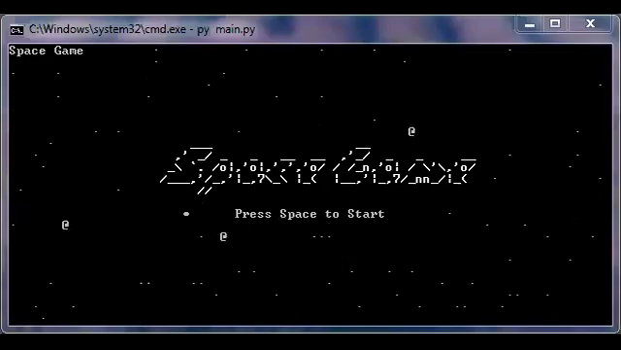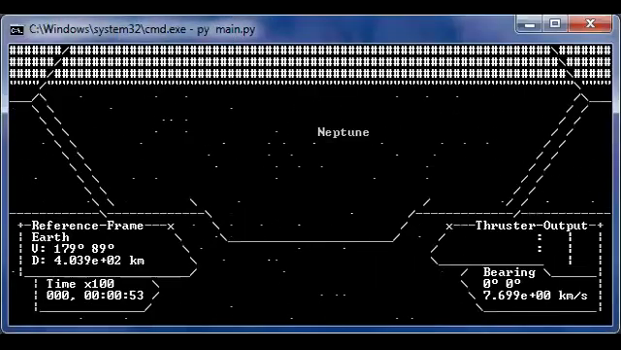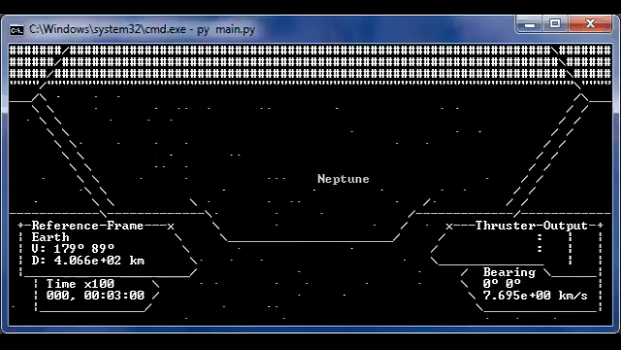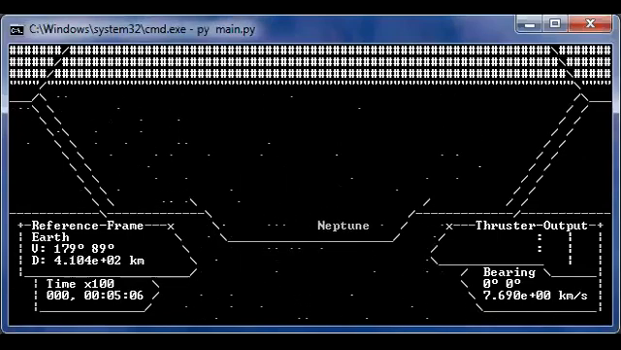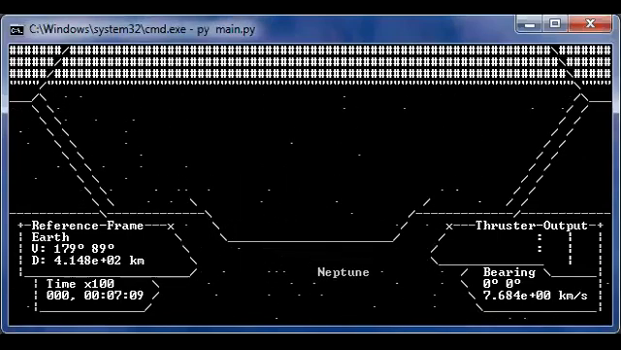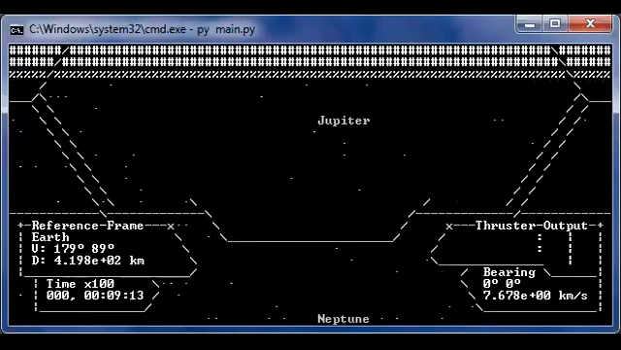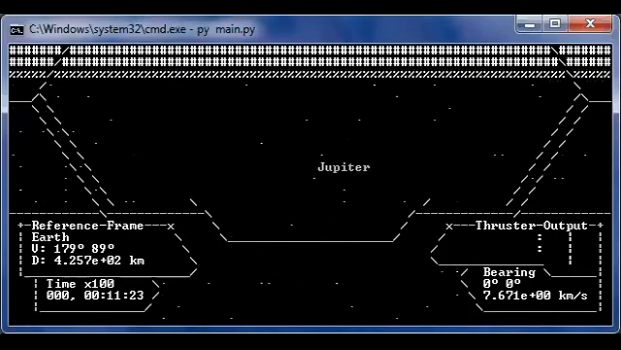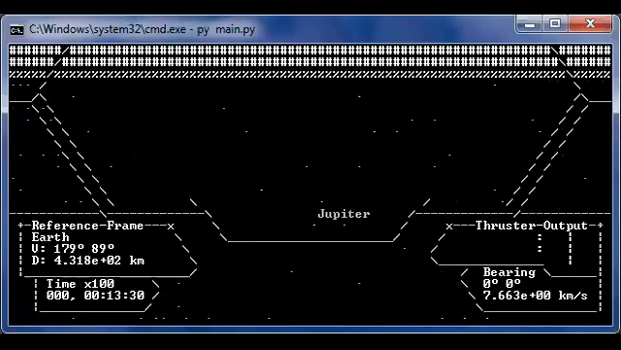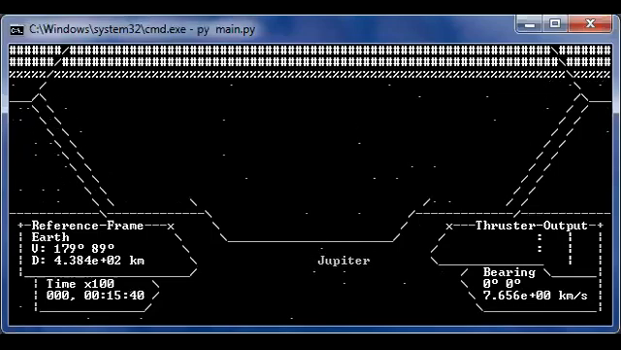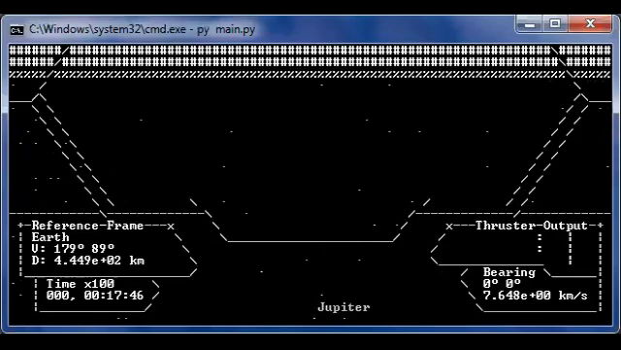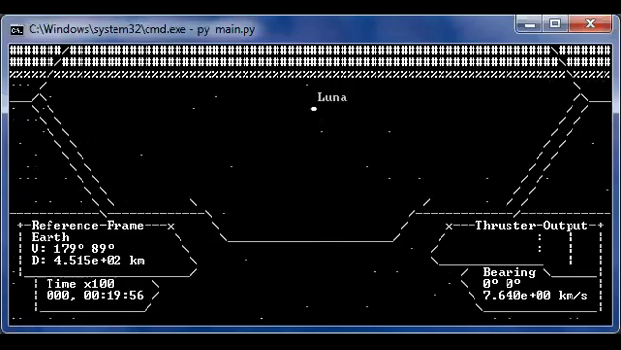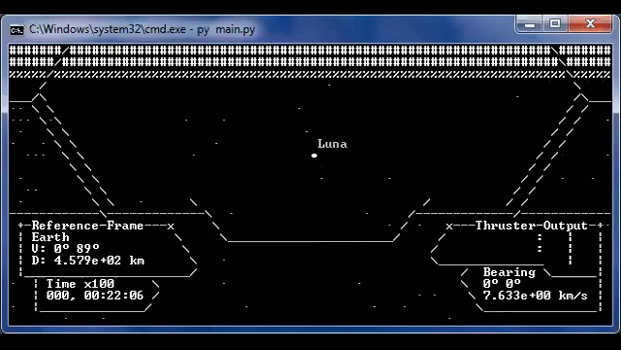When we start the game, first thing you're going to see is we are in orbit around the Earth. The Earth is in the upper part of the frame there. On the lower left, it tells you what your reference frame is. So we're currently in the gravity well of the Earth. That V is our vector towards the Earth to point directly at it, and D is our distance away from it.